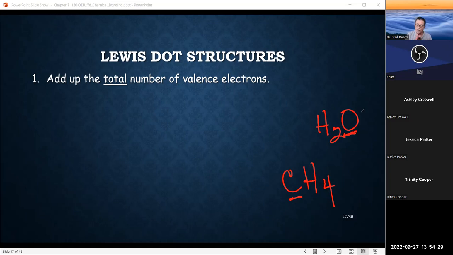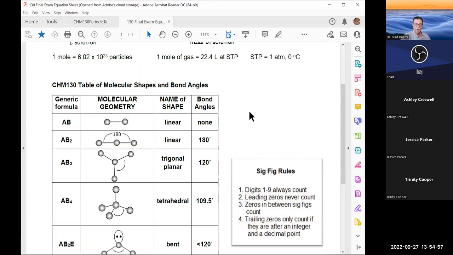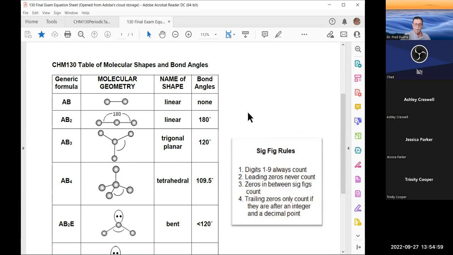So to draw Lewis dot structures, make sure that, obviously, you're going to need the periodic table, okay? Because that's going to tell you, based on the A elements only, the number of valence electrons, okay? The other table is the shapes table. You're going to need this one, okay?